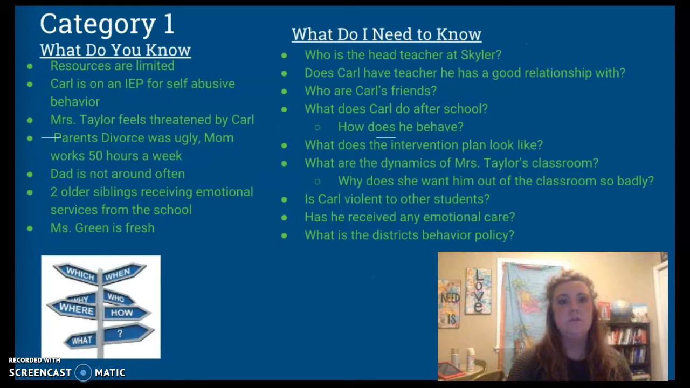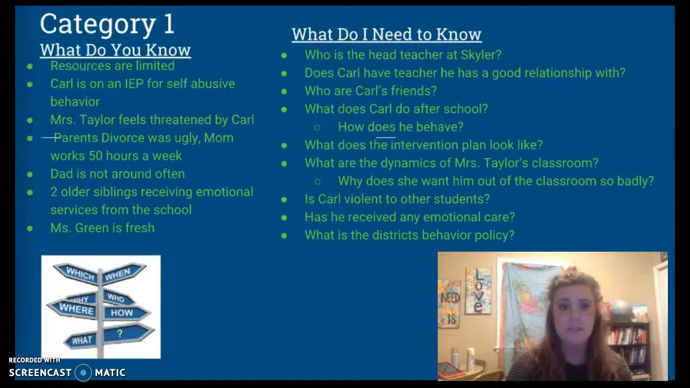Category 1. What do you know? I know that resources are limited within the district. They are few and far between. I also know that Carl is on an IEP for being self-abusive in the past, but now he's recently become violent with others, and the IEP might be needing some enhancement. Carl does fine intellectually, though, and his classroom teacher has recently felt threatened by him.